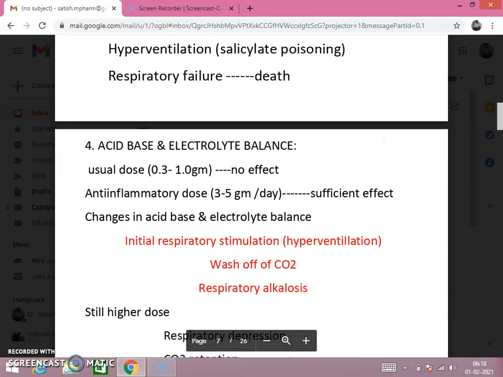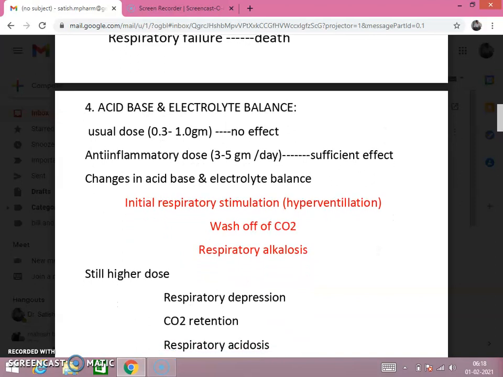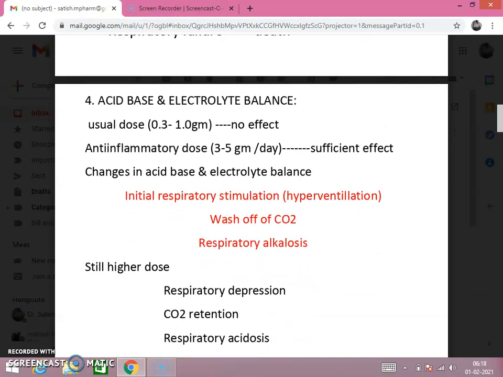The next response is on acid base and electrolyte balance. Here the usual dose is 0.3 to 1 gram. It won't show much effect, but anti-inflammatory doses will be higher, as I told, like 3 to 5 gram per day. So sufficient effects can be seen, with changes in acid base and electrolyte balance in the anti-inflammatory doses. Initially, the respiratory stimulation observed in the previous slide causes hyperventilation, where much of the carbon dioxide will be washed off from the body. So it leads to a condition called respiratory alkalosis, because the acidic value, or pH, will turn towards the alkaline. Respiration is the reason for this hyperventilation. Thereby respiratory alkalosis can be seen.